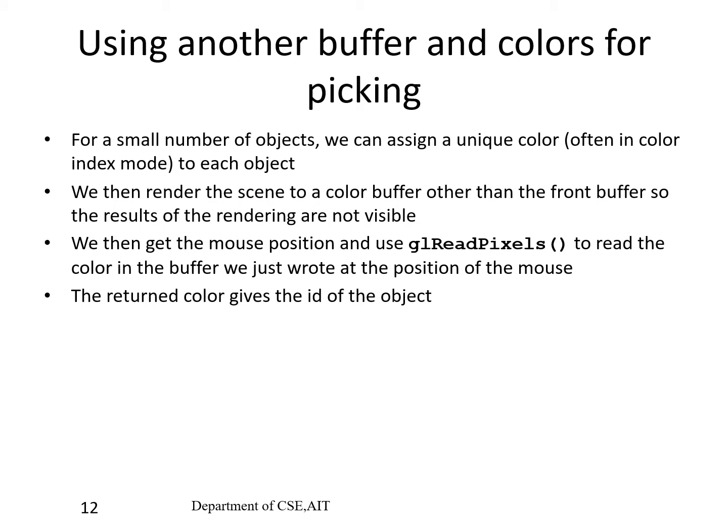You can also perform picking by making use of four steps that are initiated by user-defined pick functions in the application. First, we draw the objects into the back buffer with the picked colors. Second, we position the mouse by making use of the mouse callback functions. Then we make use of the function glReadPixels to find the color at the position in the frame buffer which corresponds to the mouse position.